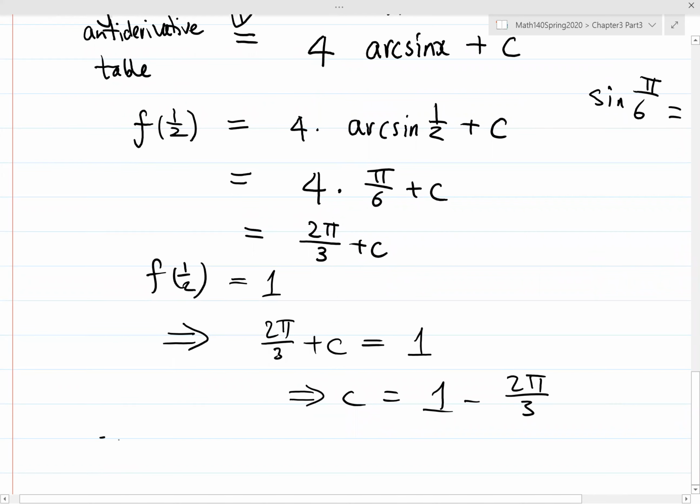So now we can finally solve f of x. f of x should be 4 times arcsine x plus c, which is 1 minus 2 pi over 3. Okay, then we are done.